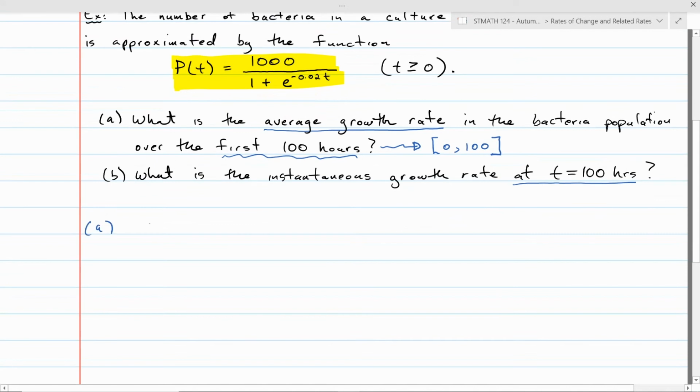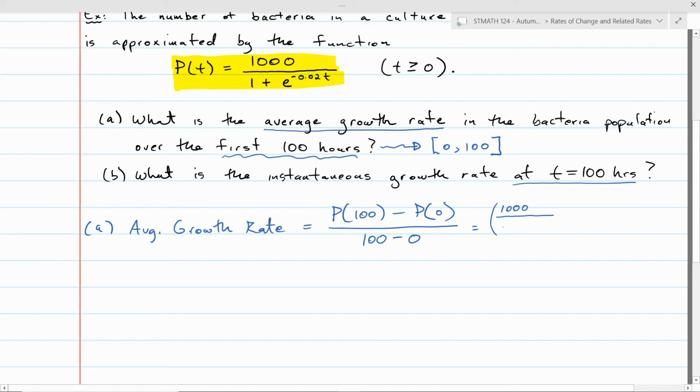So for part A, this average growth rate would be the population at the end of that interval minus the population at the beginning of the interval, all divided by the length of the interval. So P of 100 is 1,000 over 1 plus e to the negative 2. After you plug in 100 there, multiplied times negative 0.02, you just get negative 2 for that exponent on e. Minus P of 0 would be 1,000 over 1 plus 1, and that's all divided by 100.